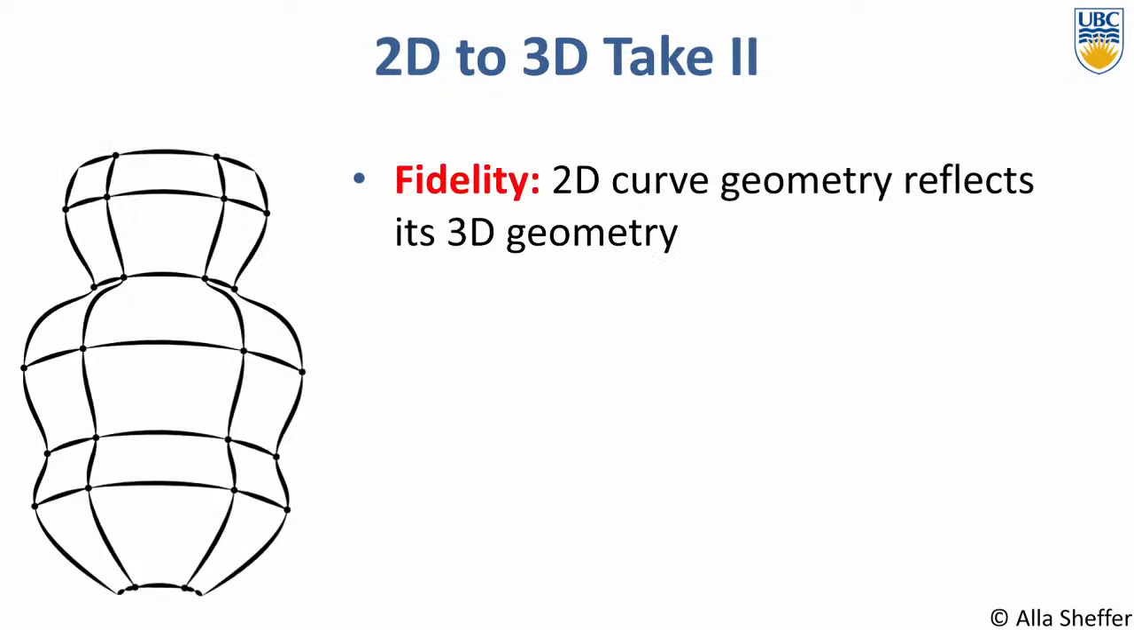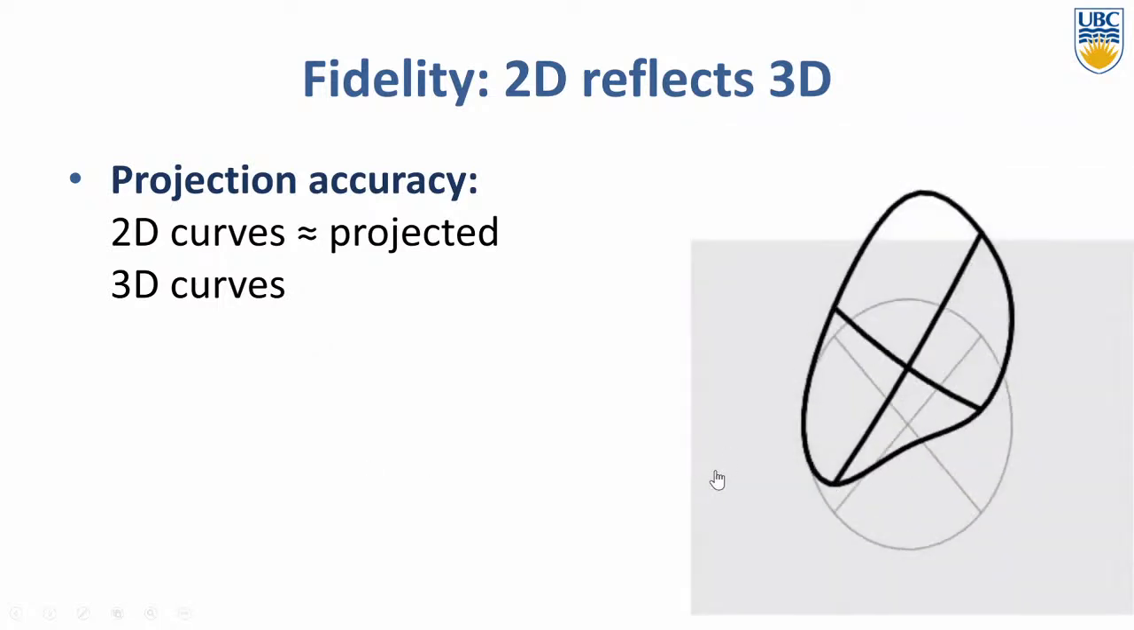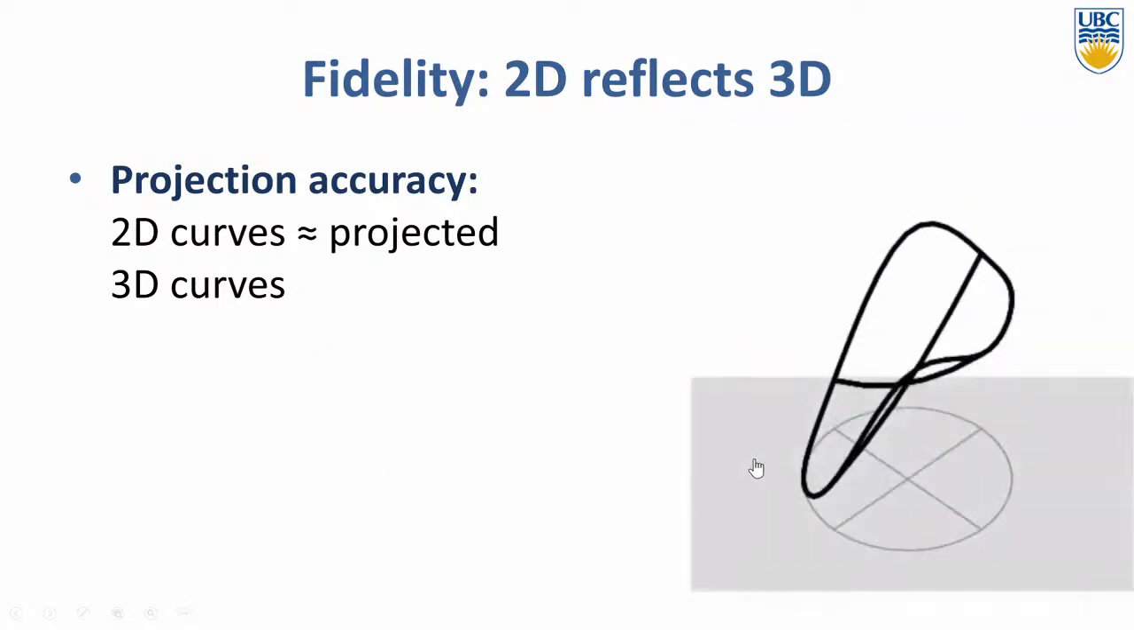And the core ideas behind that work were that in general, we have two factors. One is what I would refer to as fidelity, and it's the idea that 2D curves do represent 3D. They are not perfectly accurate, but they do give us two important things. 2D curves are roughly projected 3D curves. And second, this is not something people expect.